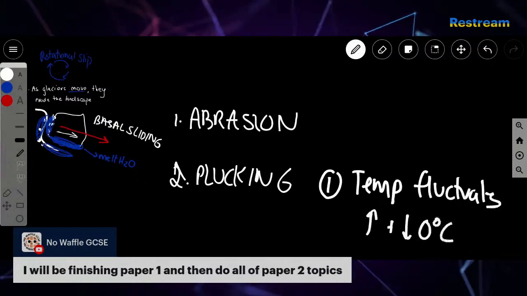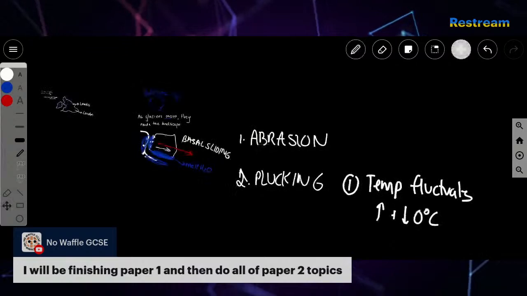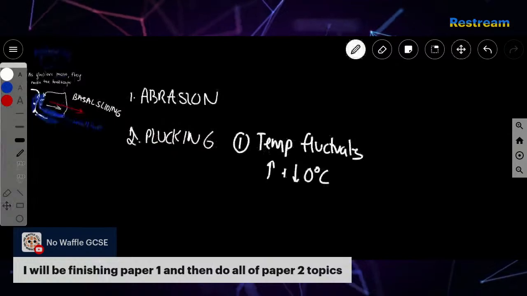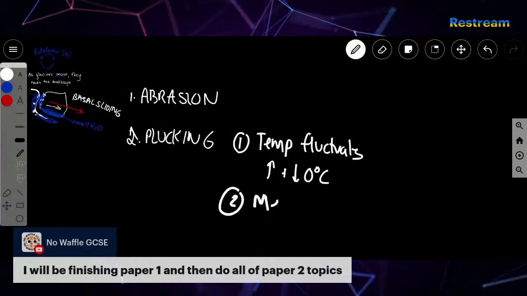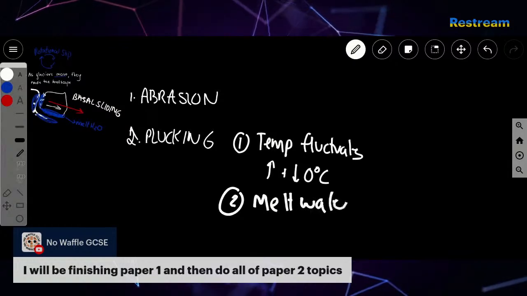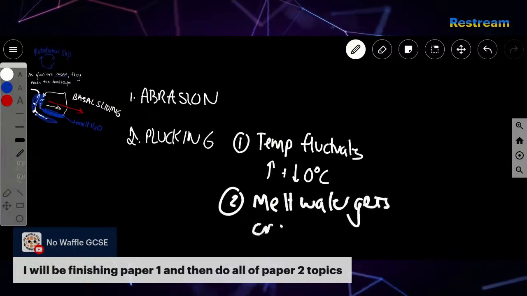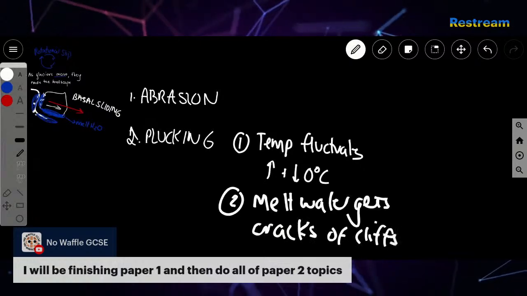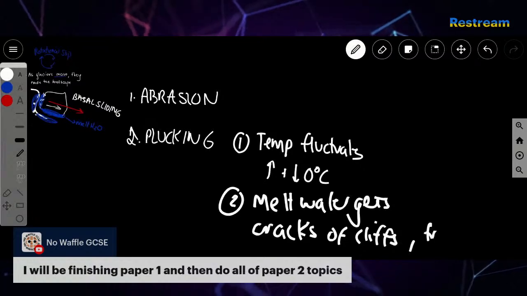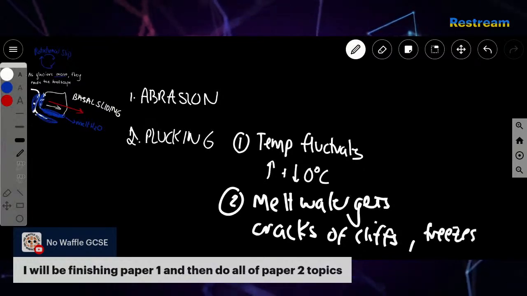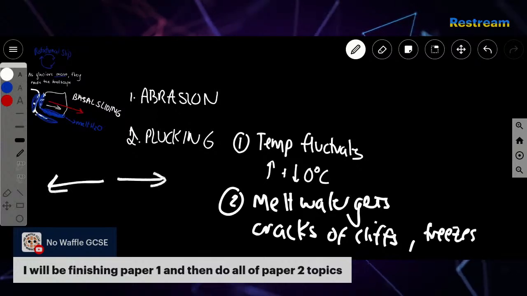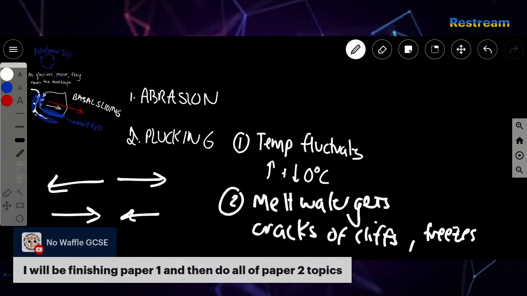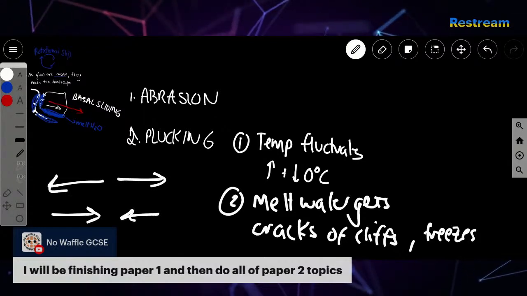The reason why it's 0 is because that's the freezing point for the water. And then what happens is the meltwater then gets into the cracks of the cliffs as water, and then because of the temperature of the glacier, it then freezes, and we know that as water freezes, it expands, so then it puts pressure on the rock, and then when it thaws, it contracts, releasing this pressure, and this continued cycle eventually erodes away the cliff face.